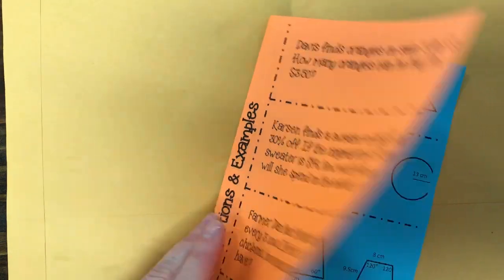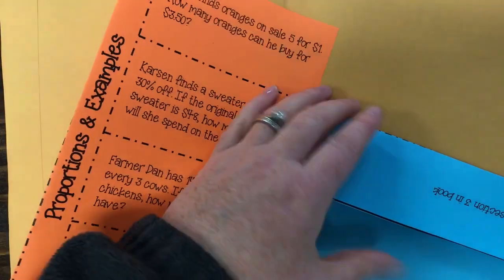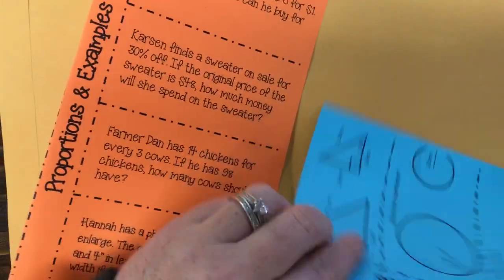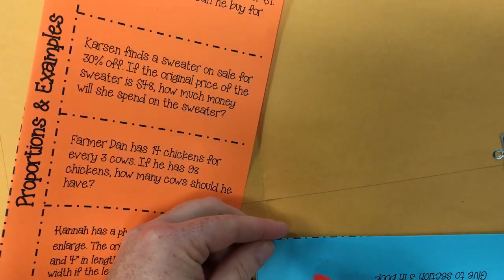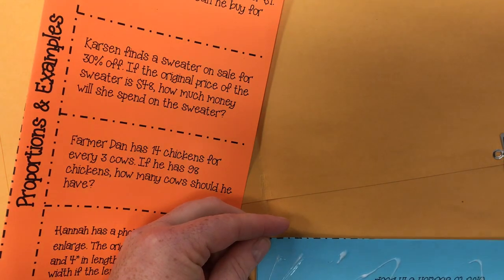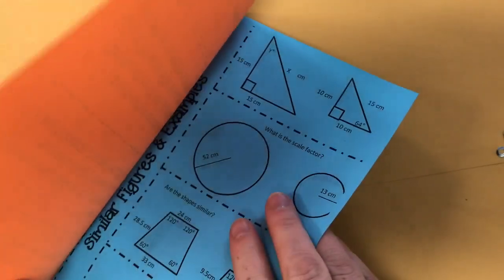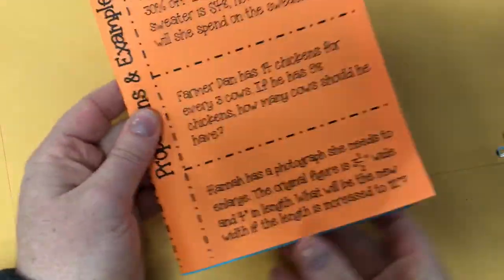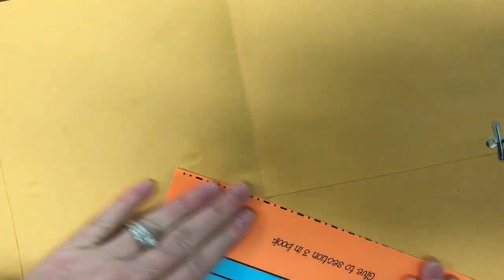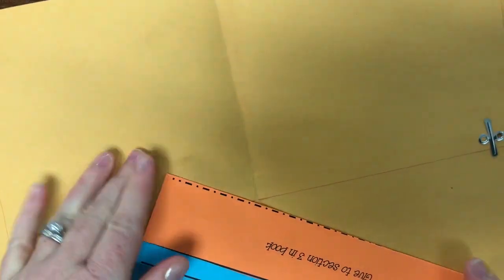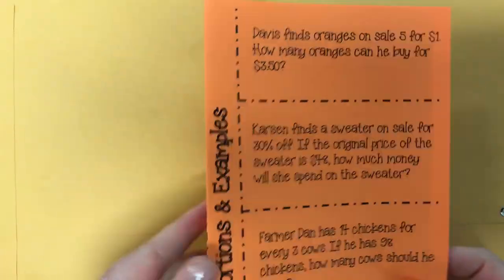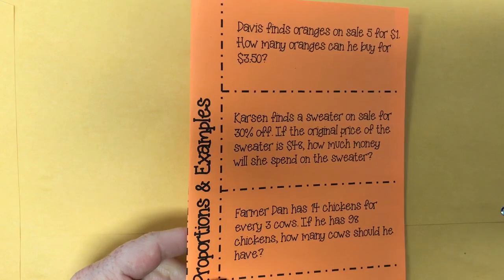Right, the very first step is we're going to put glue on the back of similar figures and examples. And we're going to glue that into the proportions and examples, so it kind of opens up like a little book there. And then get that down. And then I'm going to stop the video right here, and I'm going to finish up in the next video.